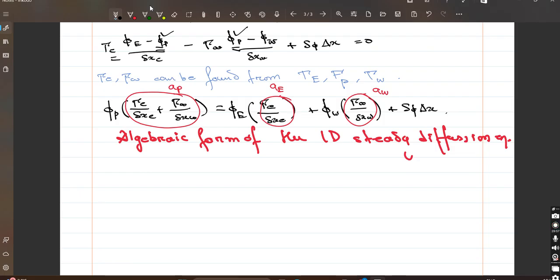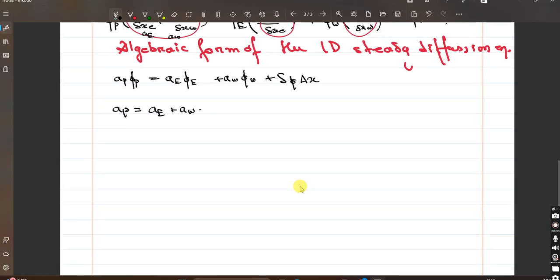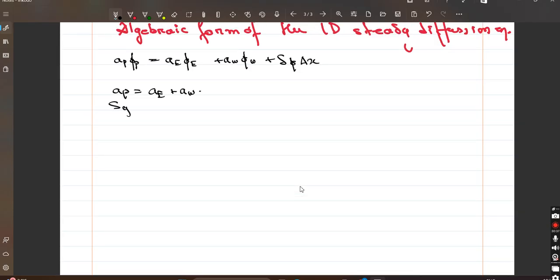And so finally, what does our equation become? It becomes AP phi P is equal to AE phi E plus AW phi W, right? Now, what is AP? AP is nothing but a summation of the AE and AW, right? Okay. So what does it lead us to? It leads us to a form called a system of linear equations, right?